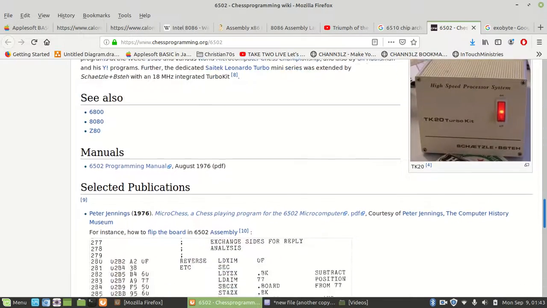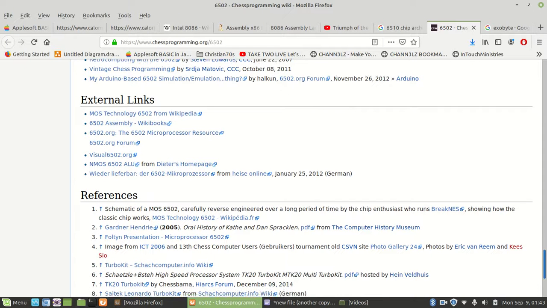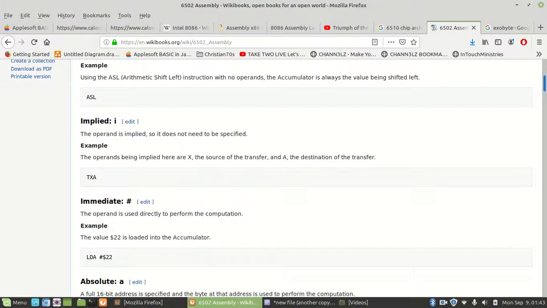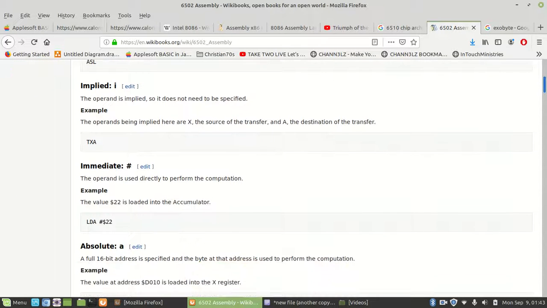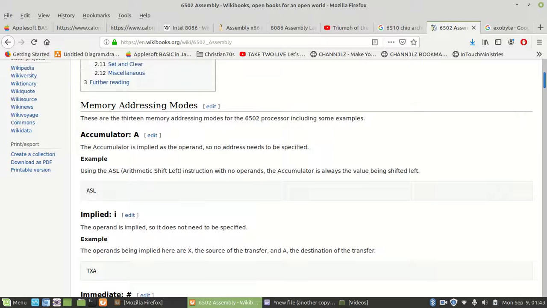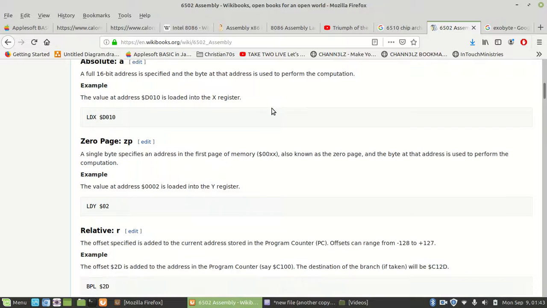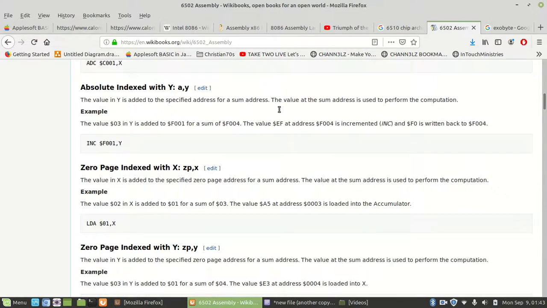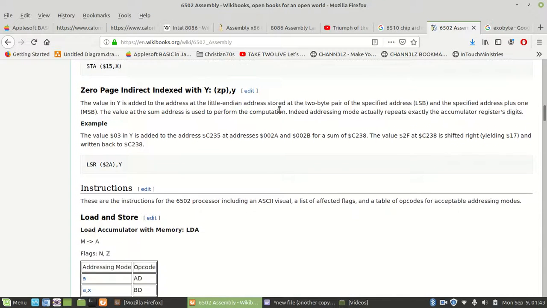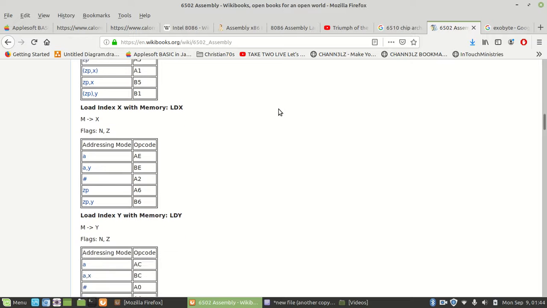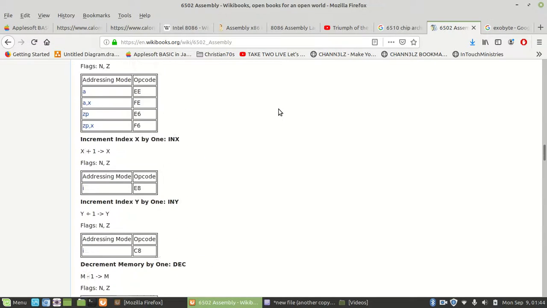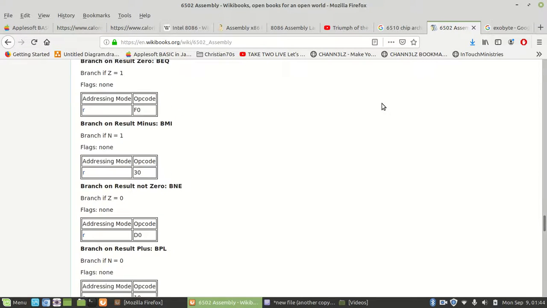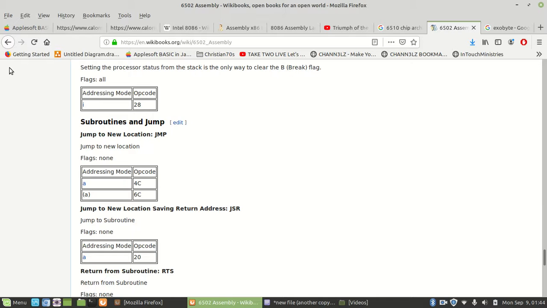And you had only a certain number of, let's see, the Wikibooks 6502 assembly, and these are the assembly load. Absolute, zero page, relative, absolute indexed. So each one of these is a command. Zero page indirect load and store. So this would tell you what each byte in the code would do.